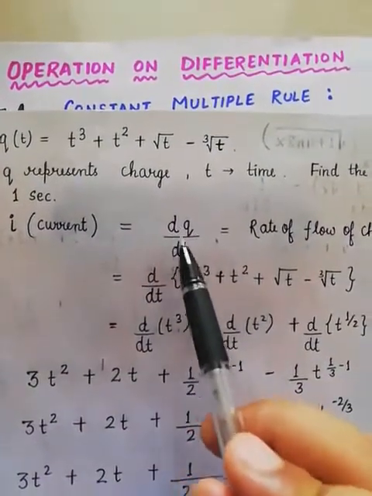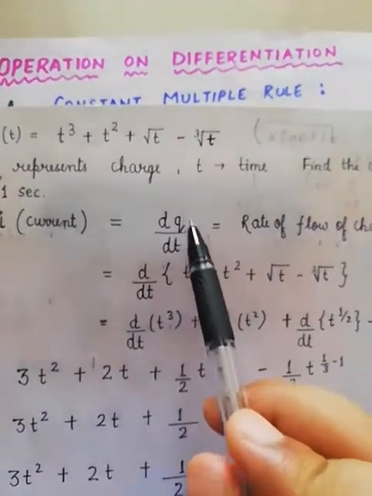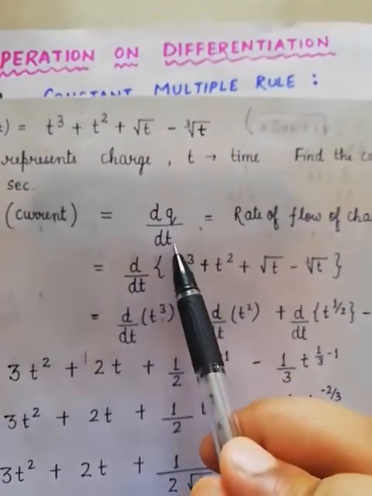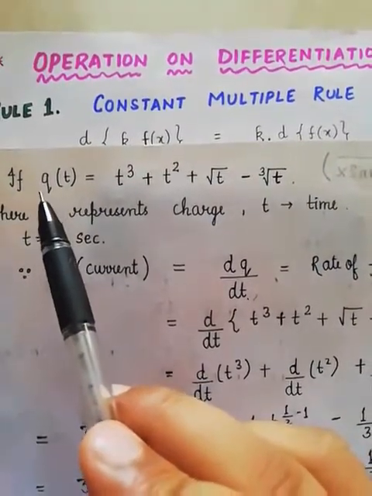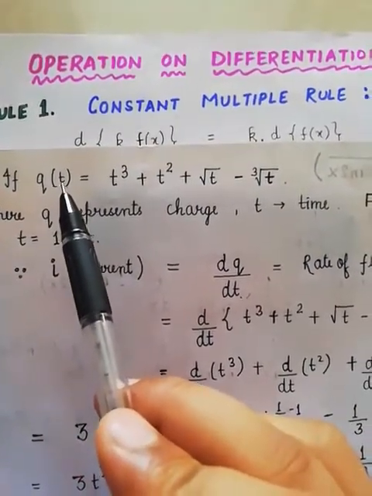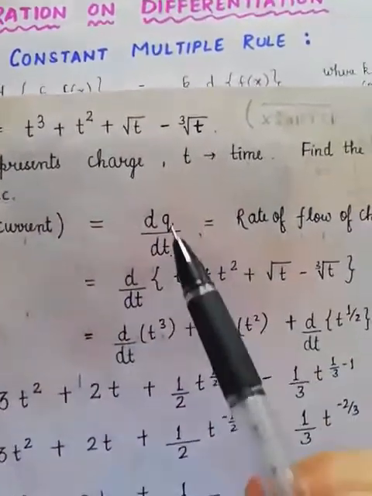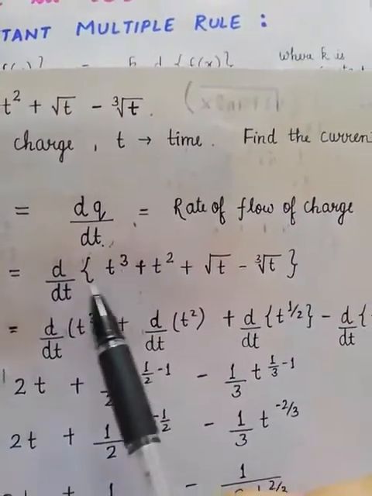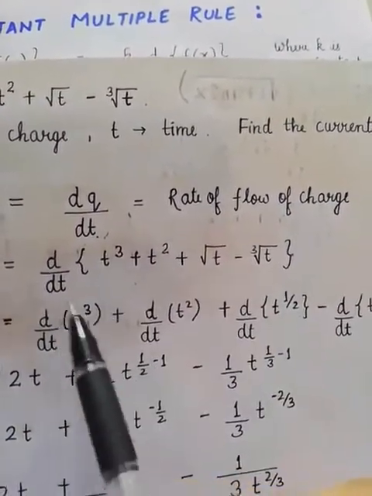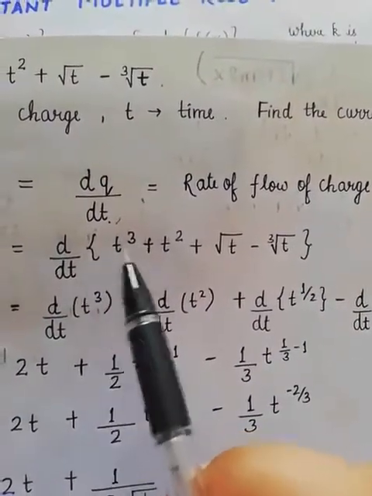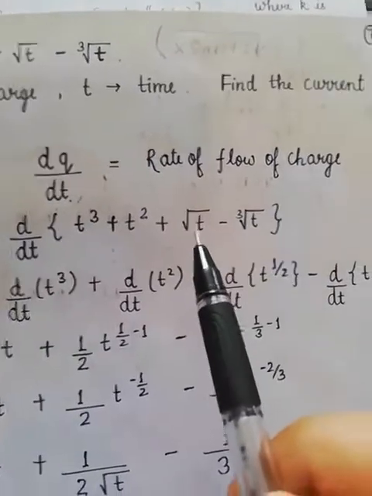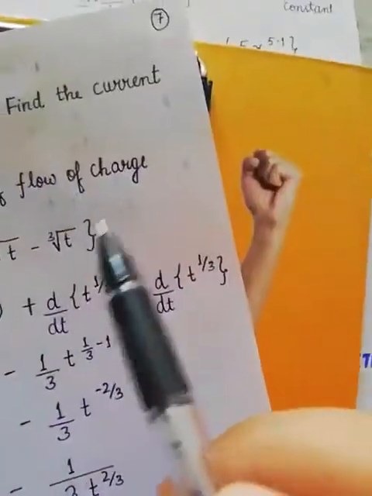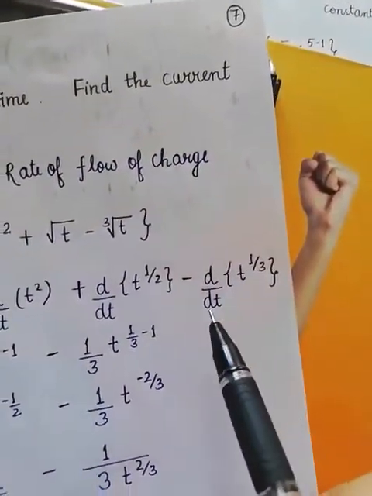That means you have to differentiate this particular variable charge with respect to time. Since q is a function of time, q is the dependent variable which depends upon t, which is the independent variable. So dq by dt gives you differentiation of this function. Again do the differentiation of t cube with respect to t, then t square with respect to t, then root t with respect to t, then cube root of t with respect to t.